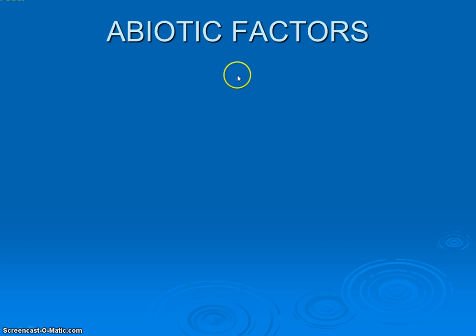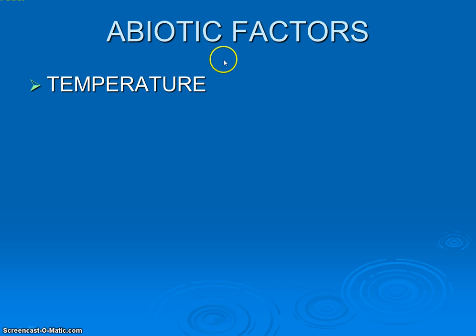Okay, hopefully you've had a chance to generate a list. Let's take a look at what some of these are. Temperature is a big one. We've actually looked at temperature a little bit in some of our previous activities, but temperature is not alive, it's not a living aspect. It's what's going on around organisms that can certainly affect not only organisms, but also other non-living factors.